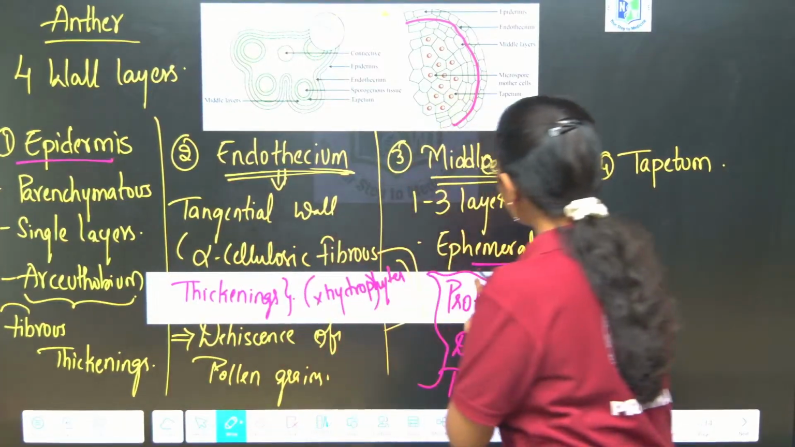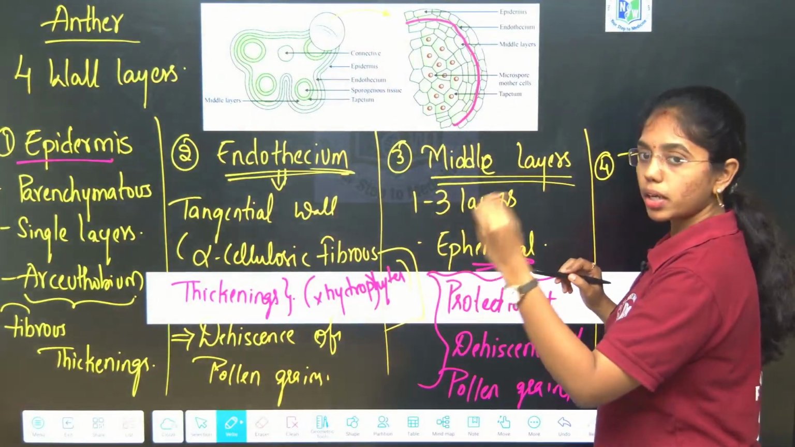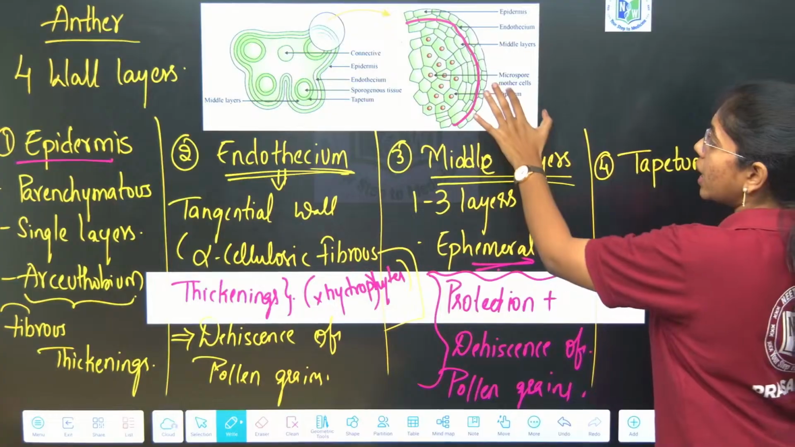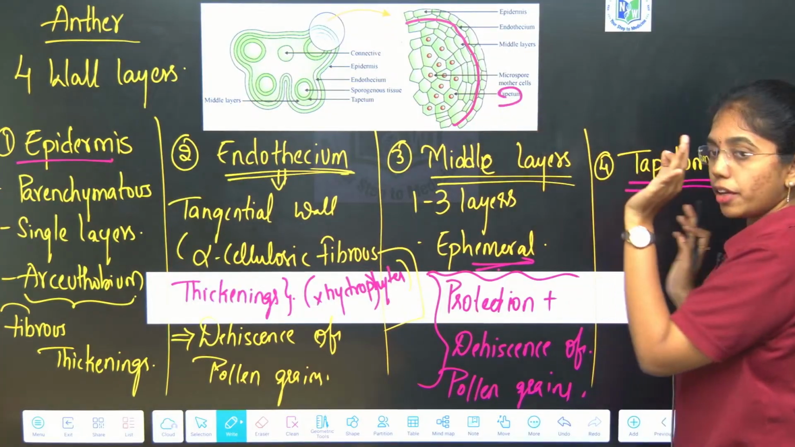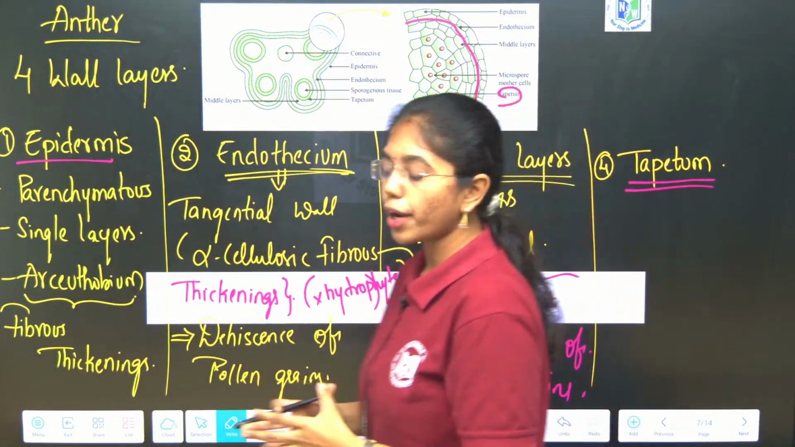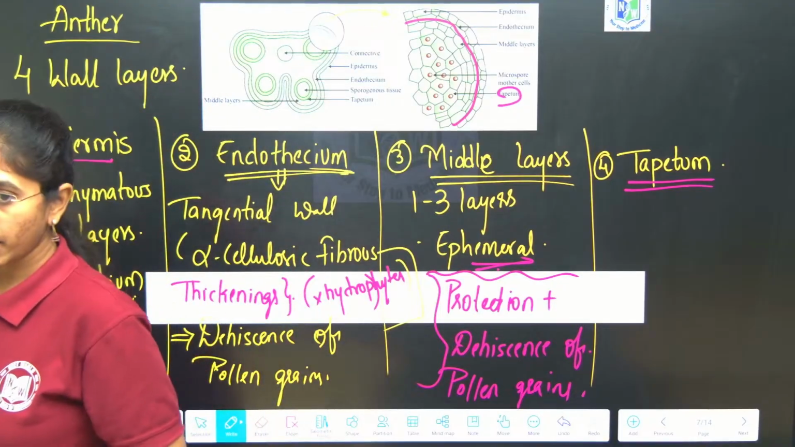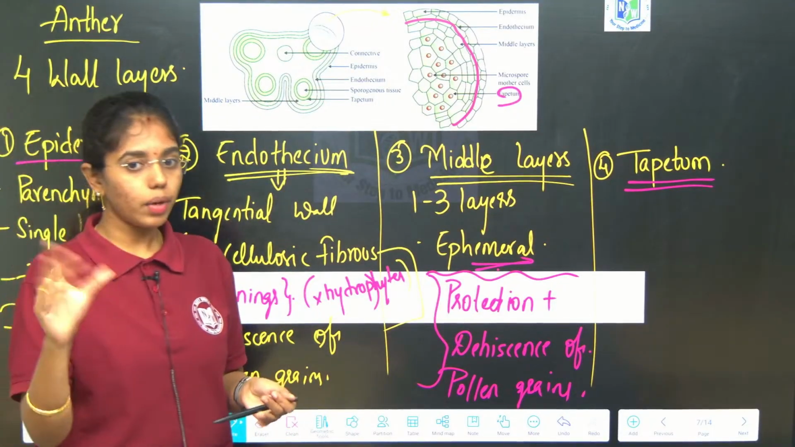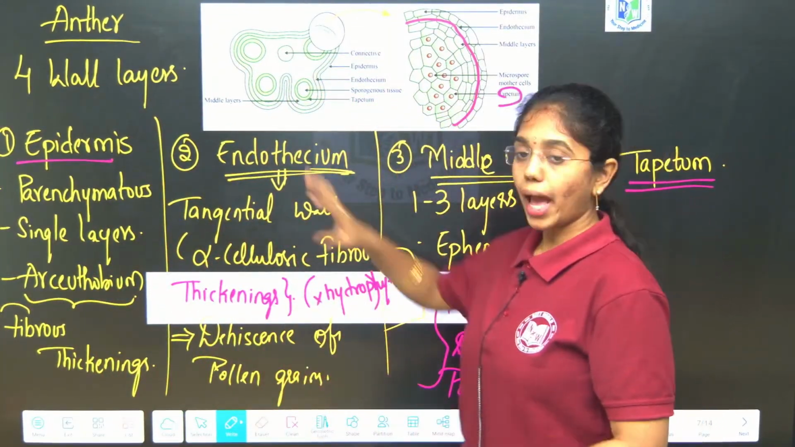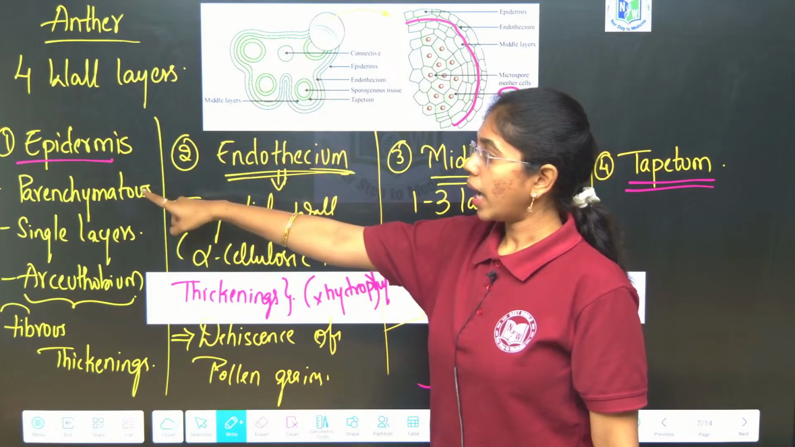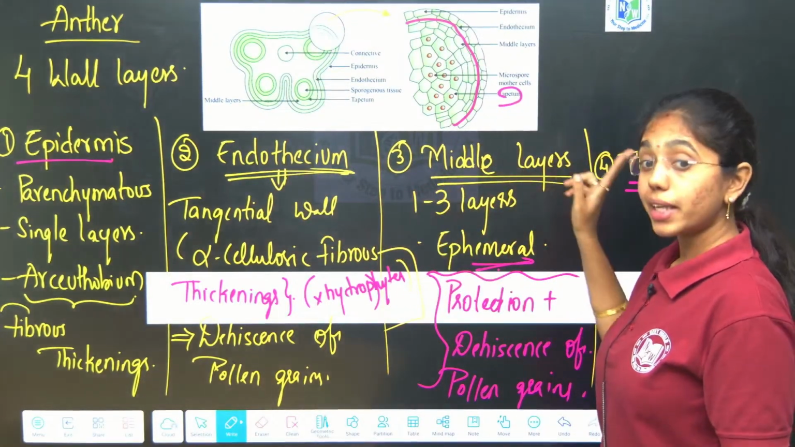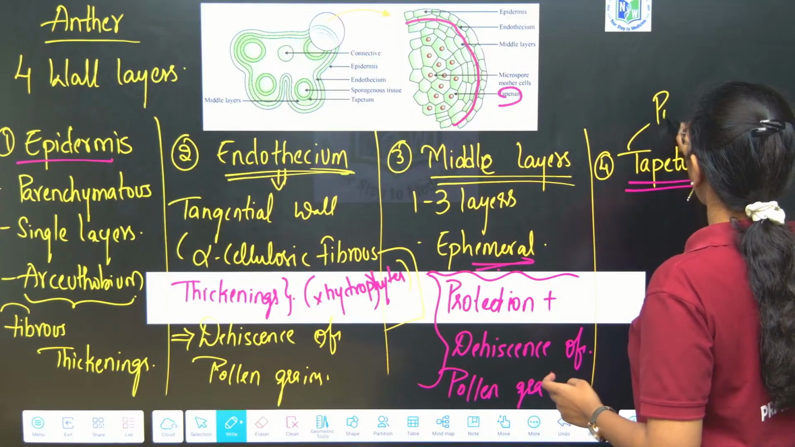Ephemeral means the middle layer will degenerate once the pollen grains are matured. Clear with epidermis, endothecium and middle layers, beta. And the innermost wall layer is tapetum. The very first thing we need to talk about this layer is ploidy. An angiosperm is a diplontic plant, so the flower will be diploid, essential and non-essential whorls diploid. As such, the anther ploidy is again diploid. Epidermis diploid, endothecium diploid, middle layers diploid. But the tapetum ploidy is polyploid.